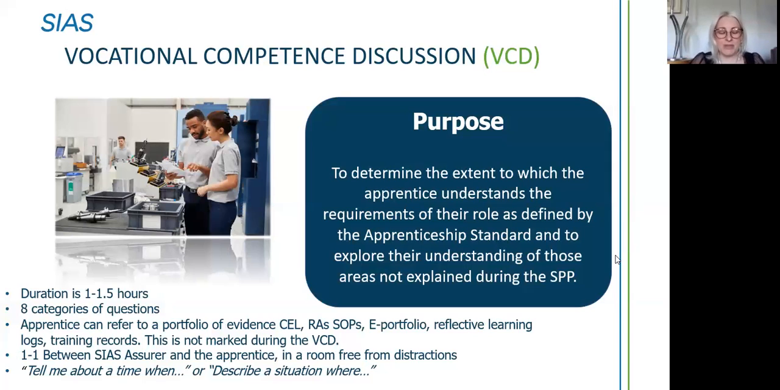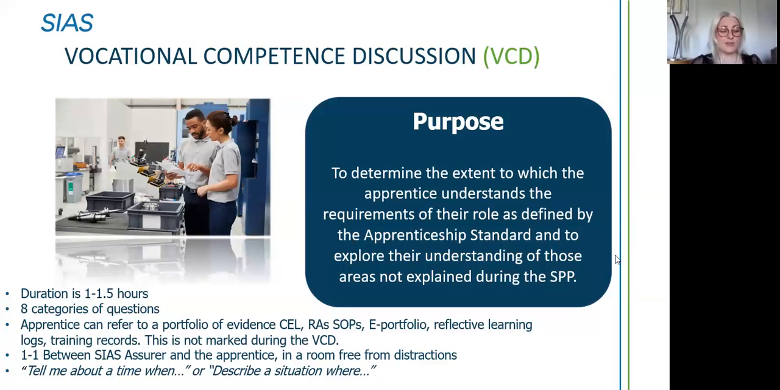Okay, so it might be things that have got company documents in there. It might be, I don't know, training evaluation or training records that they've been through, any reflective learning logs that they've had. If they've used maybe an e-portfolio, they can get a printout of all of that, the bits that they've got. But that would be ideal if we can have that evidence for the apprentice to refer to whilst they are in their VCD. It isn't marked. It is, again, very much what the apprentice says verbally, but it will be there as a bit of an aide-memoire for them.